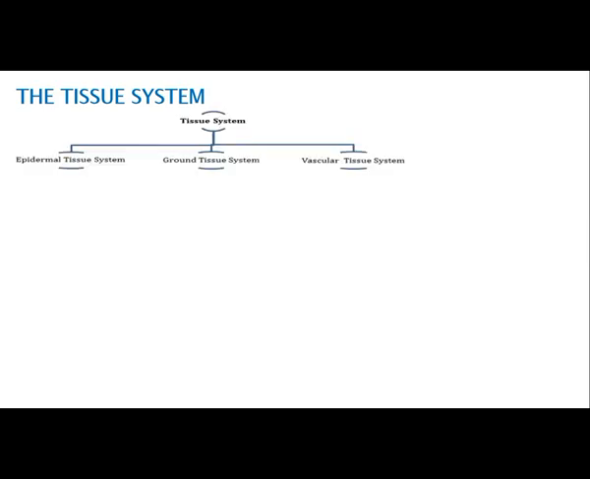So now I completed the different types of tissues in plant, that is the meristematic tissues and the permanent tissue in my previous videos. Now these tissues combine together to form the tissue system. So on the basis of structure and location, there are three different types of tissue system present in plant: the epidermal tissue system, the ground tissue system, and the vascular tissue system.